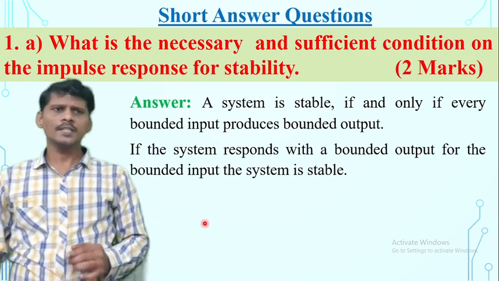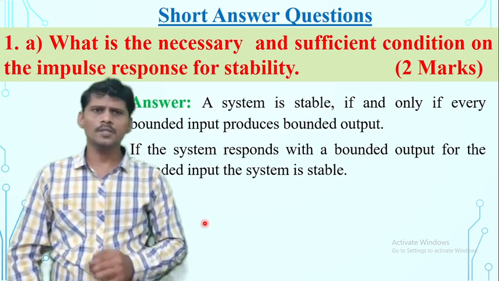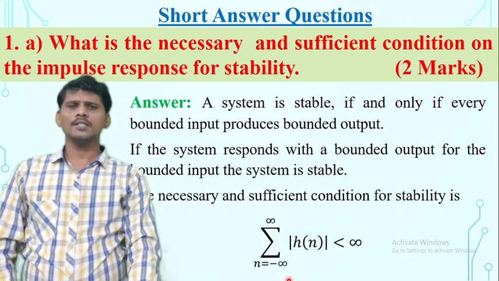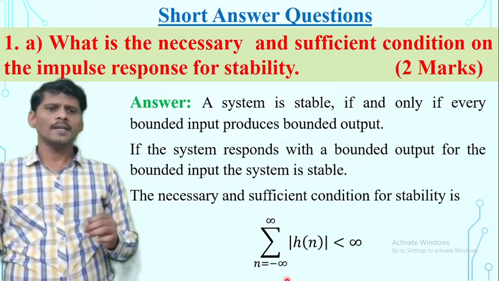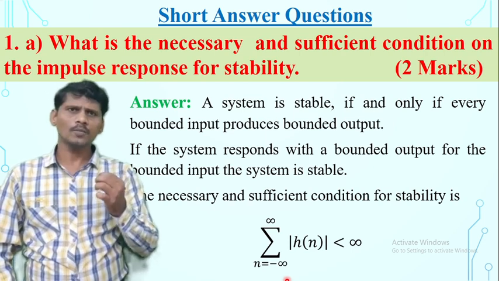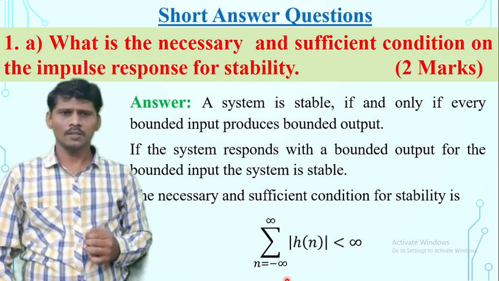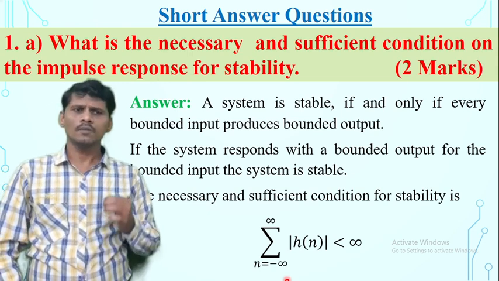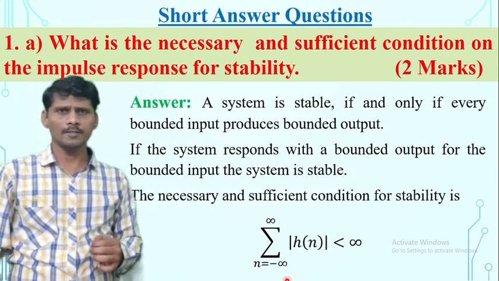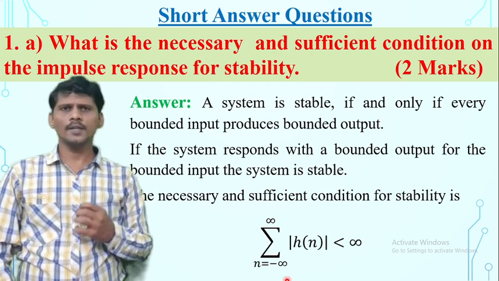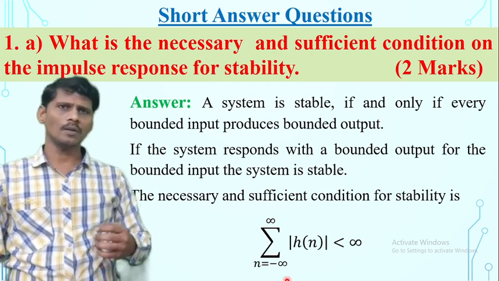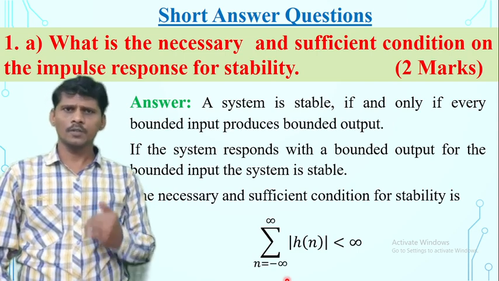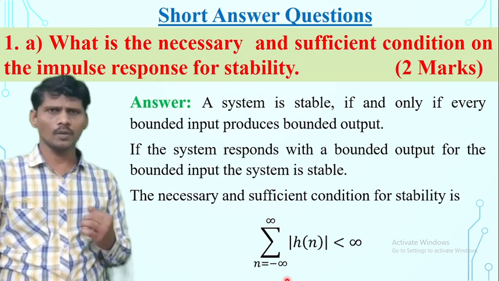So what is the necessary and sufficient condition on the impulse response for a stable system? That is the sum from n equals minus infinity to infinity of the magnitude of h of n is less than infinity. This is the necessary and sufficient condition on the impulse response for stability. If this condition is satisfied, the given system is said to be stable, otherwise it is said to be an unstable system. So this is the explanation of question number 1A.